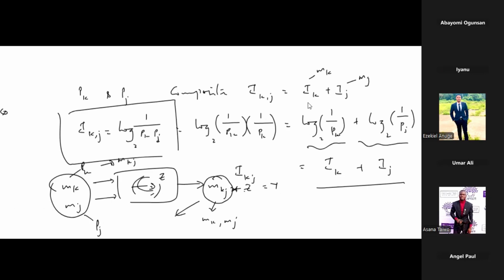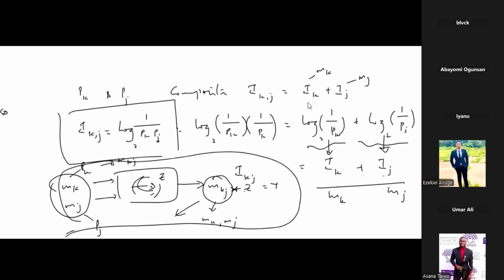Yeah, it's clear. Okay. So once we do this, we now realize that we are still coming back to the information of the individual messages, okay? MK, MJ, which is consistent with the reasoning of system modeling, right? Doesn't contradict it.